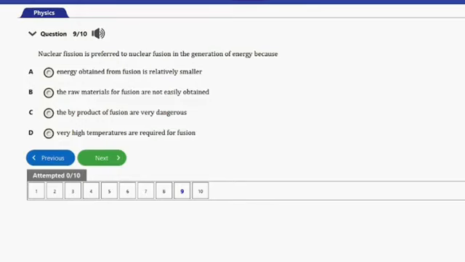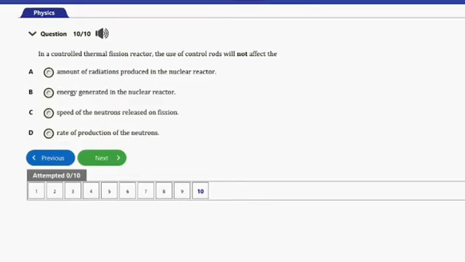Let's go ahead and consider the next question, guys. So guys, here the next and last question we have here, question number 10, says, in a controlled thermal fission reactor, the use of control rods will not affect the A, amount of radiations produced in the nuclear reactor, B, energy generated in the nuclear reactor, C, speed of the neutrons released on fission, and D, rate of production of the neutrons. So guys, the answer to this question is option C here, speed of the neutrons released on fission.